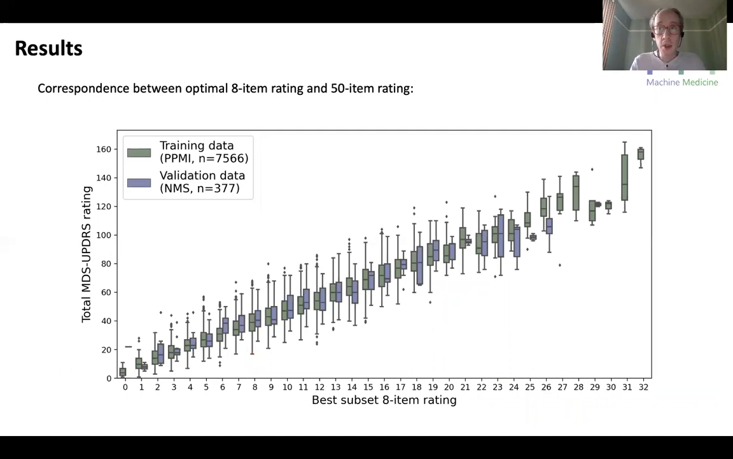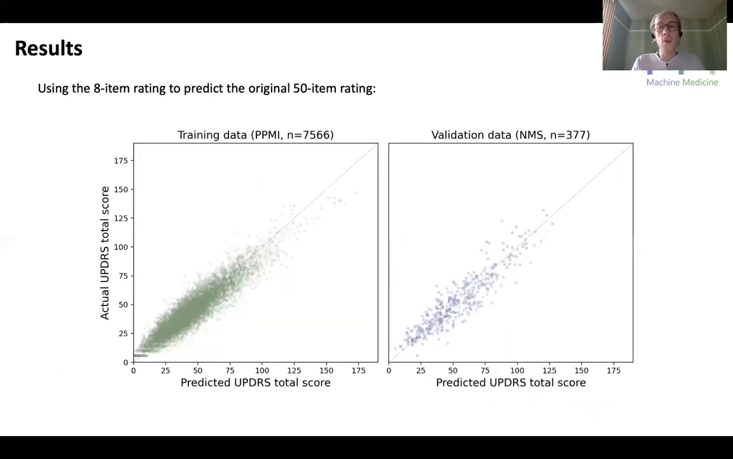Now, there's a very good correspondence between the 8-item rating and the original 50-item rating for both the training and the validation data set. For both data sets, the correspondence here is above 0.9, so a very high correlation. And when we use the 8-item rating to try and predict the original 50-item rating for a linear model, we can again see a very high correlation whether we're looking at the training or the validation data set. In both cases, the correlation between the predictions and the actual values was above 0.9.